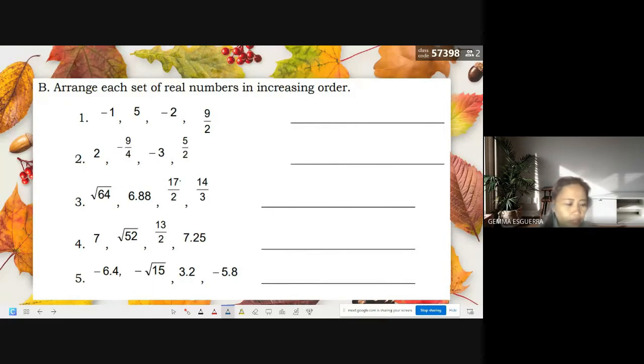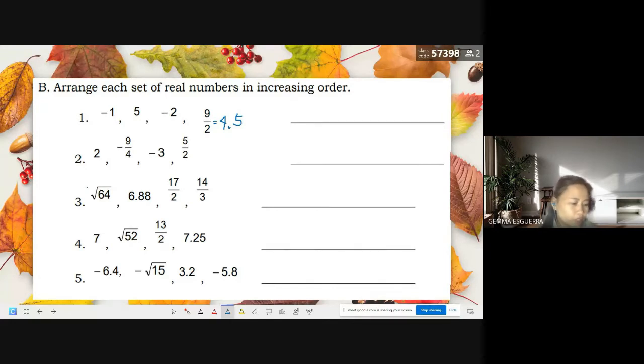Increasing order, negative 2, negative 1. Okay, very good, Lardon. That's correct. That's negative 2, negative 1, 9 over 2, and 5, because 9 over 2 is equal to 4.5. Okay, next, number 2. Sa pangalawa na tayo.